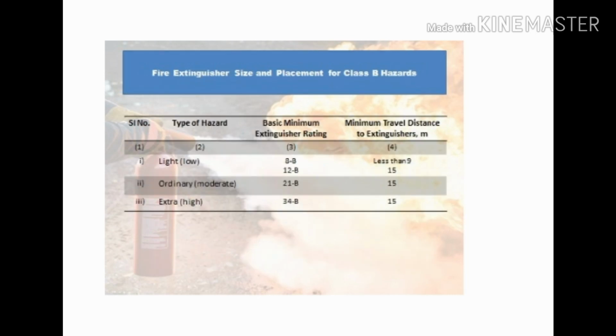Again, see the table for fire extinguisher size and placement for class B hazard as per IS code. For light or low hazard, basic minimum extinguisher rating is 8B to 12B. The maximum travel distance to extinguisher in meters is 9 for 8B and 15 for 12B. In case of ordinary hazard, minimum rating is 21B and travel distance is 15 meters. For extra or high hazard, minimum rating is 34B and travel distance is 15 meters.